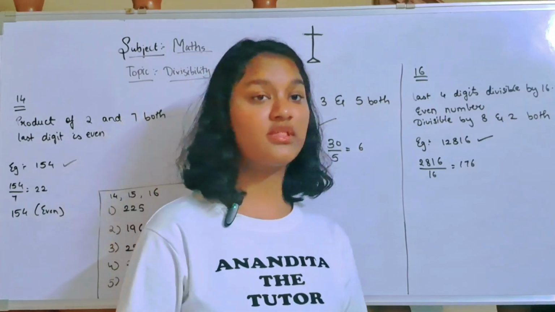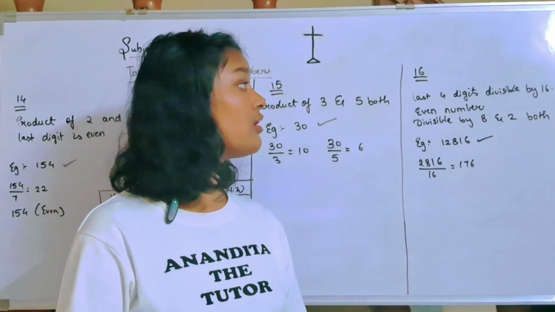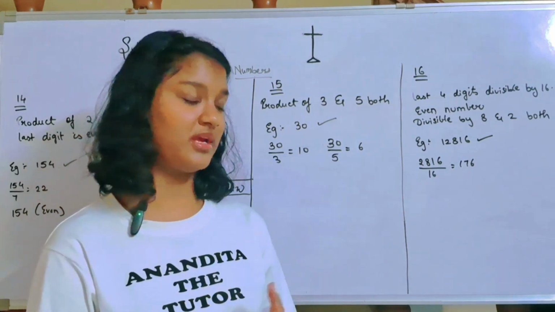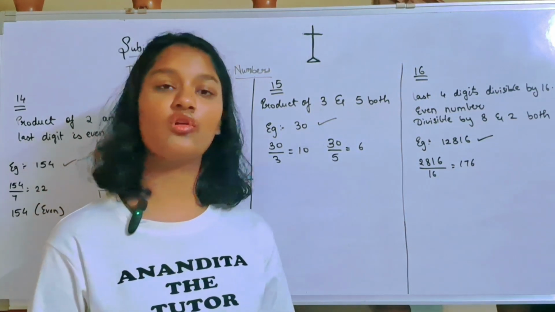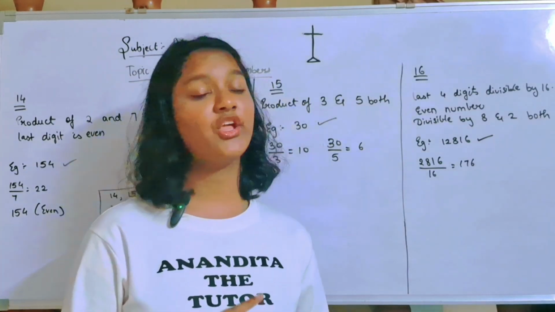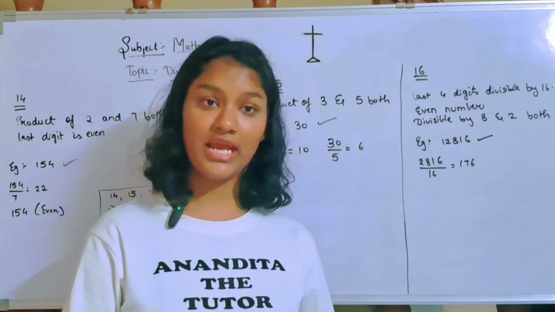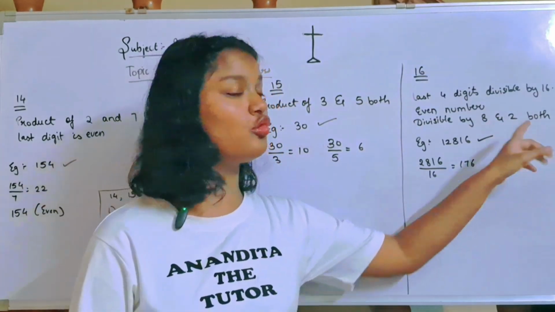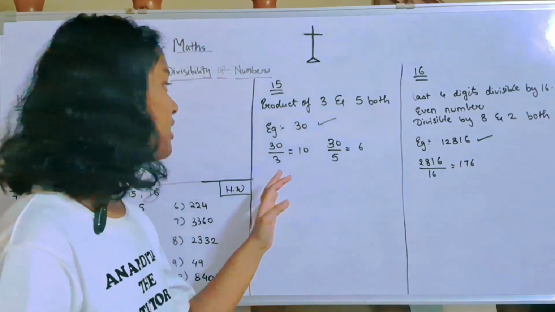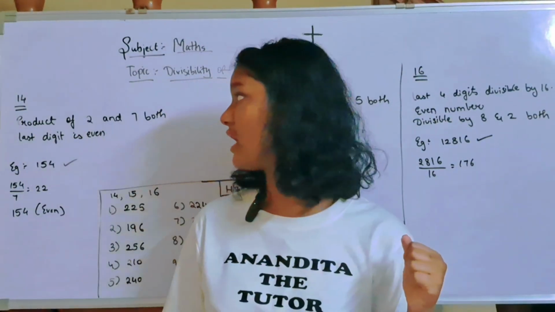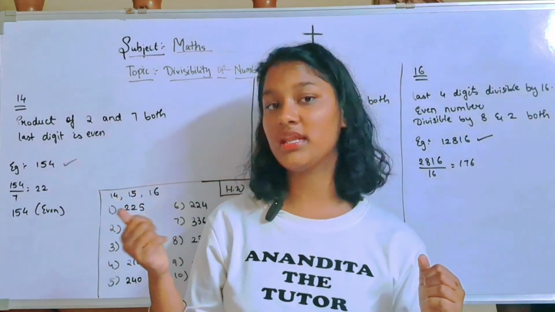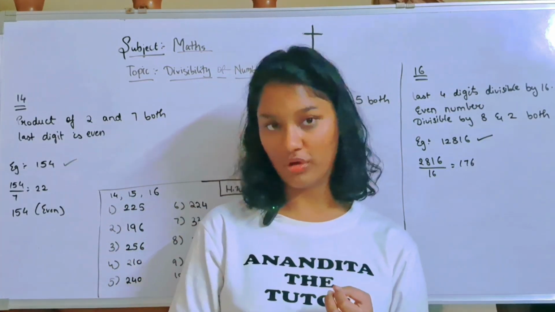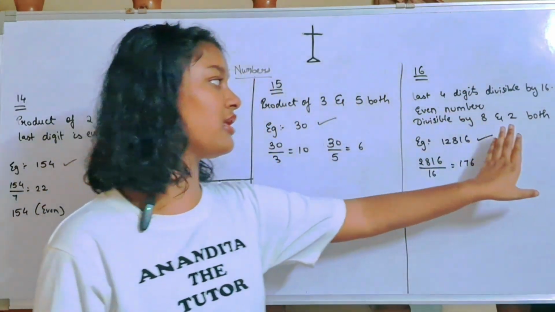Then we have 16. How to check if any number is divisible by 16? First of all, it should be an even number. It should be divisible by 4, divisible by 8, whatever. At least it should be divisible by 8 and 2 both, as we have done here, 3 and 5 in the case of 15. In the case of 14, it was 2 and 7. And in the last video, for 12 also there was 3 and 4. So here also it is 8 and 2.